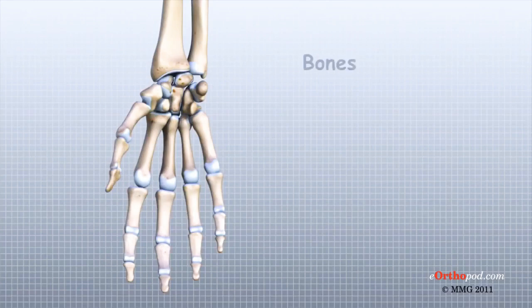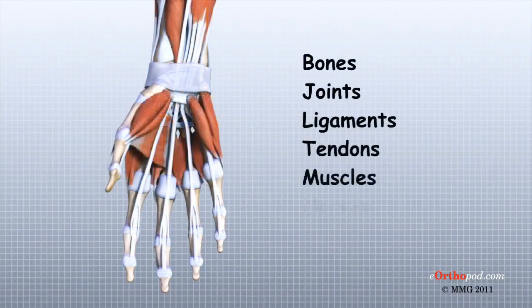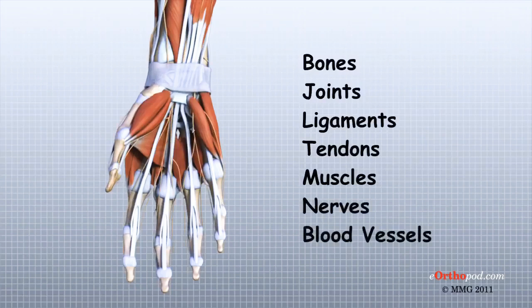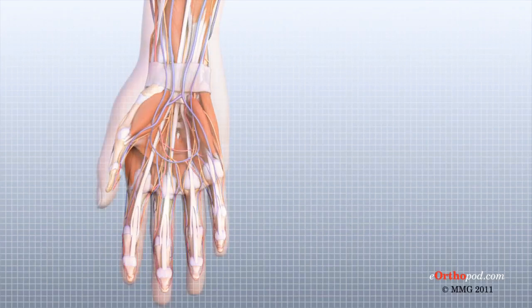These include bones, joints, ligaments, tendons, muscles, nerves, and blood vessels. Let's define some common anatomic terms as they relate to the hand. This will make it clearer as we talk about the structures of the hand later.